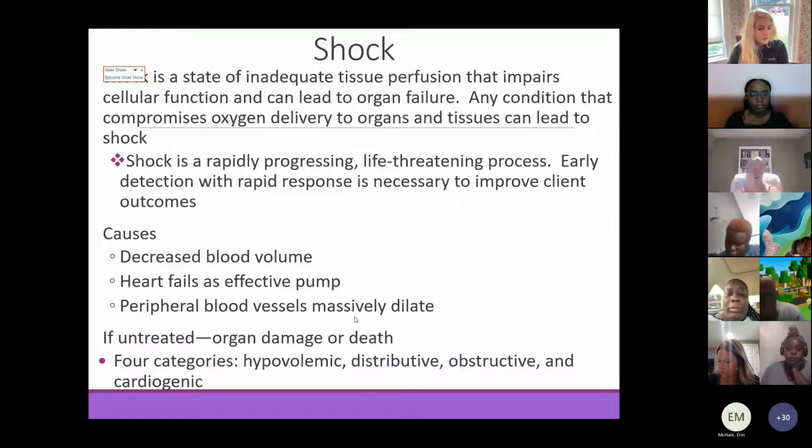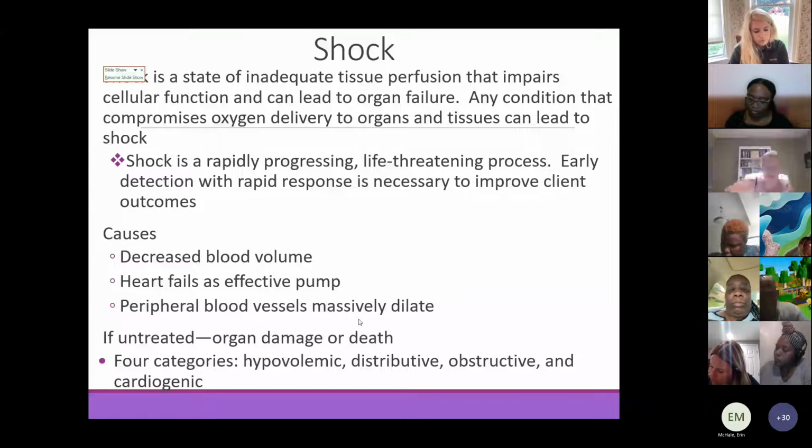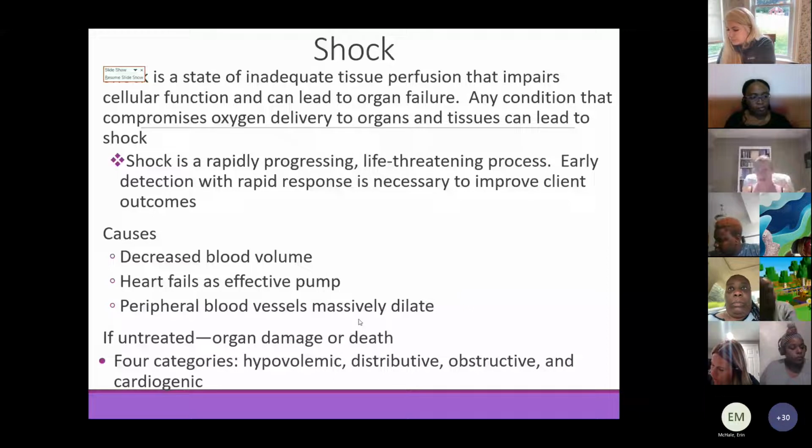You guys need to understand, like I said, it happens very quickly. It can definitely compromise someone's life, and it's going to ultimately end with organ damage, which may or may not be reversible, and then, of course, death. So the 4 categories that we're going to talk about are hypovolemic, distributive, obstructive, and cardiogenic shock.